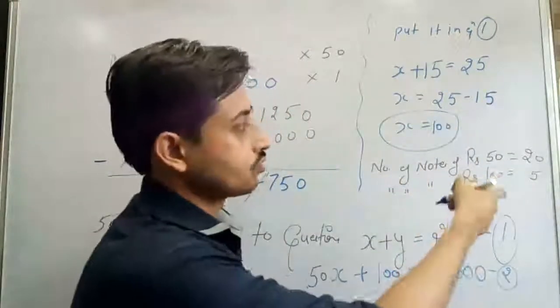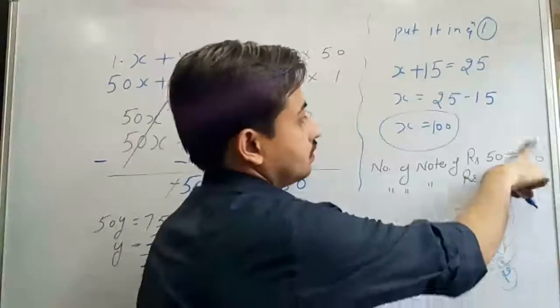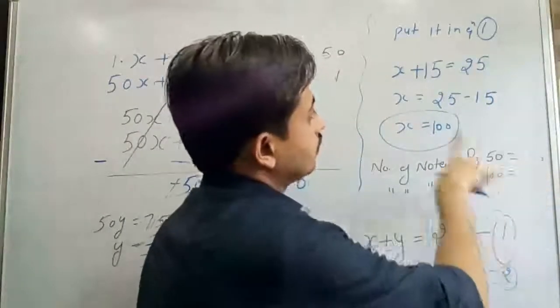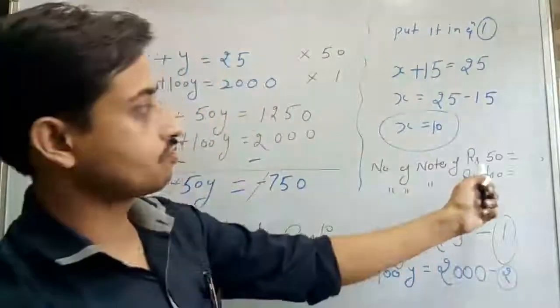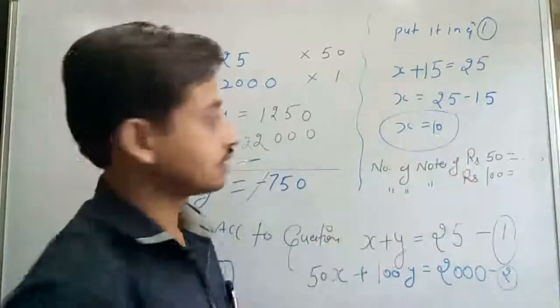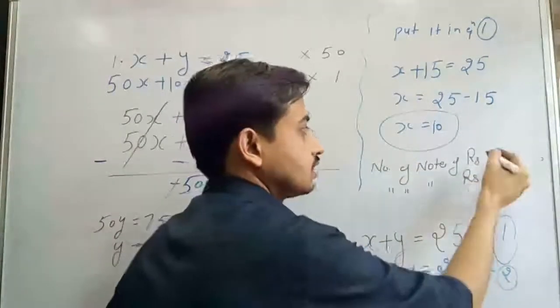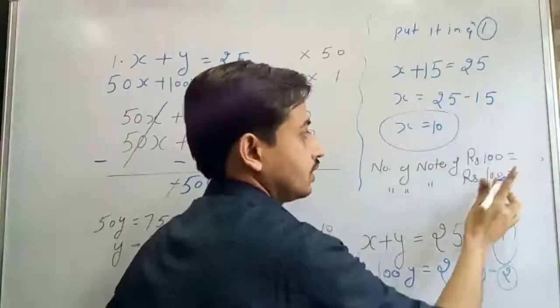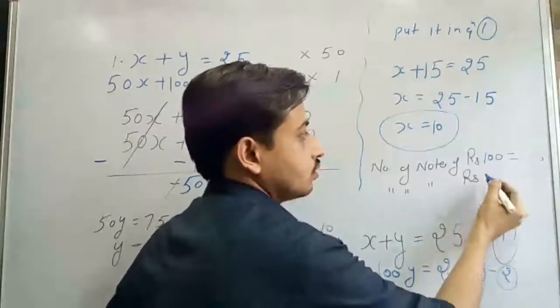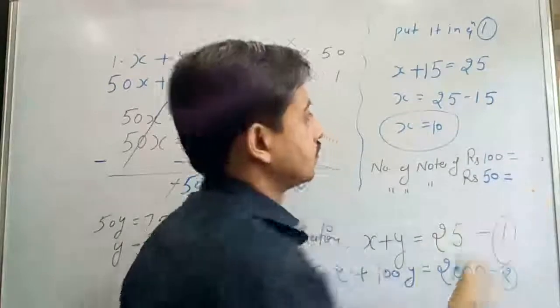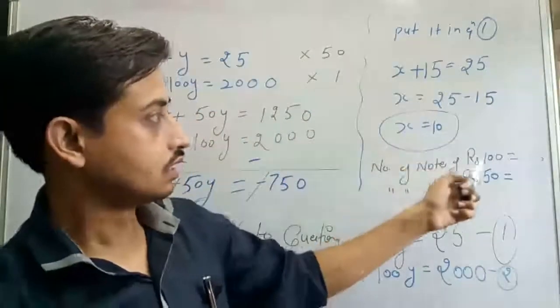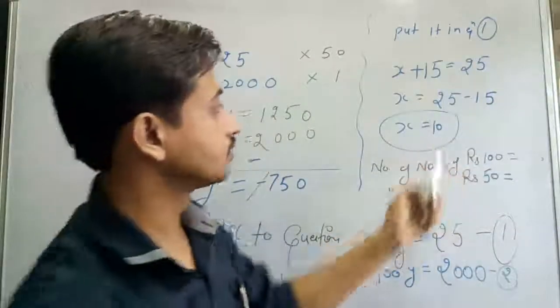So the number of notes of rupees, we get 10. So the number of notes of rupees x. X is what? 100 rupees? And y is what? Rupees 50? The number of notes of 100 rupees is what? X.